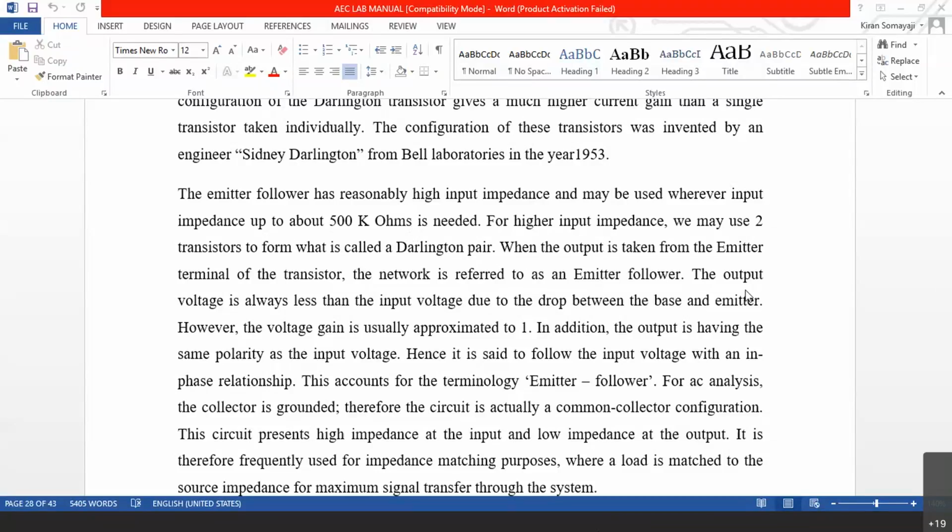Now, for higher input impedance, we may use 2 transistors to form what is called a Darlington pair. Let us say we want to have input impedance in mega ohms, not even in kilo ohms.